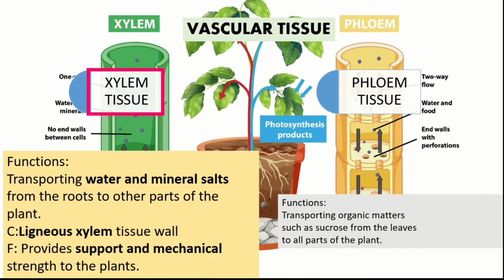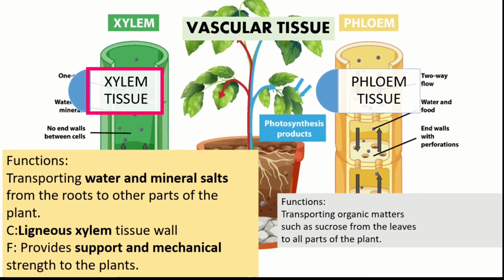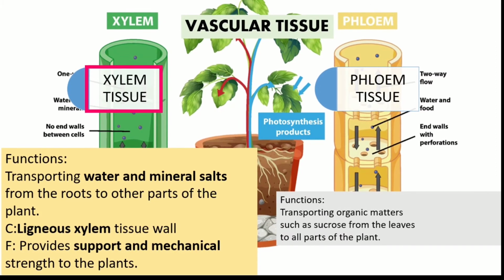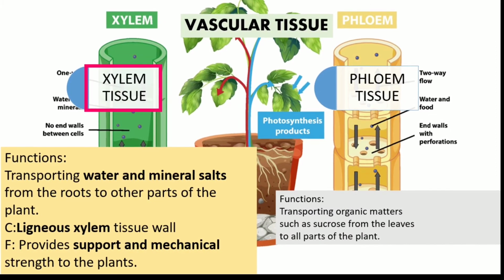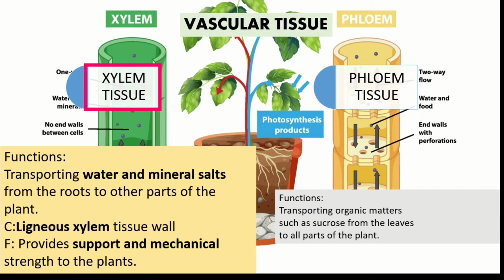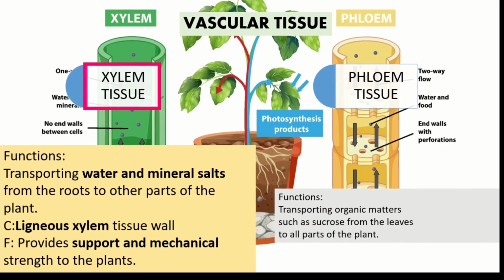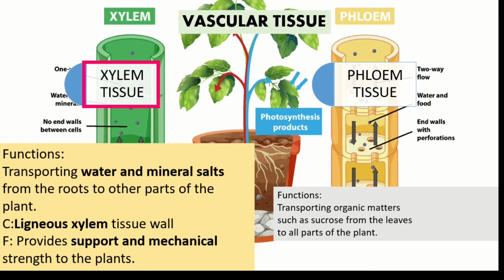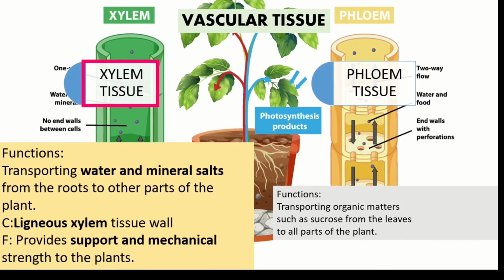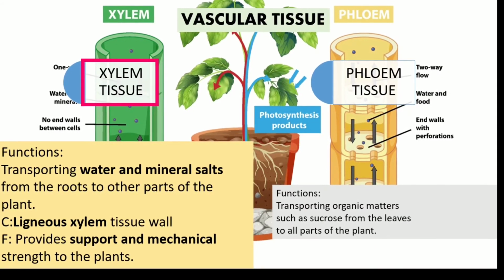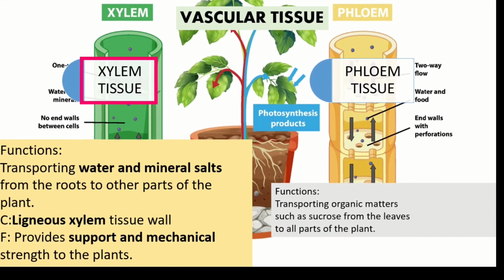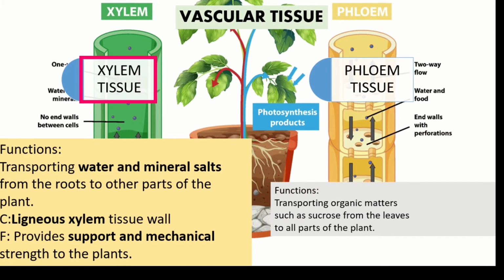Vascular tissue consists of xylem tissue and phloem tissue. Xylem tissue's function is to transport water and mineral salts from the roots to the upper parts of the plants. It has a lignified xylem tissue wall, and also provides support and mechanical strength to the plants. Meanwhile, the phloem tissue's function is to transport organic matter, such as sucrose, from the leaves to all parts of the plants.